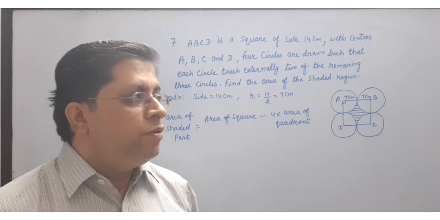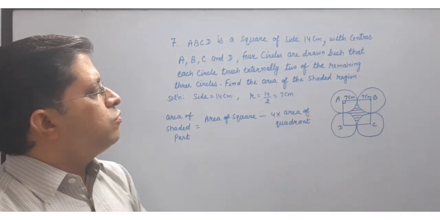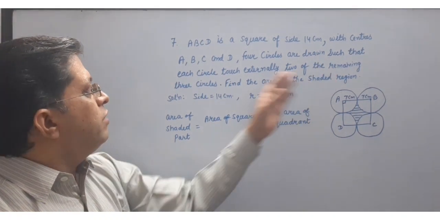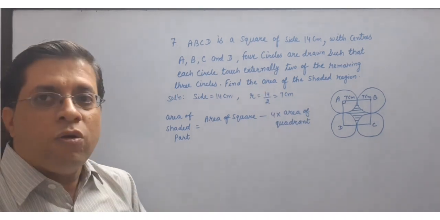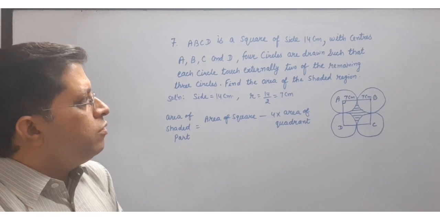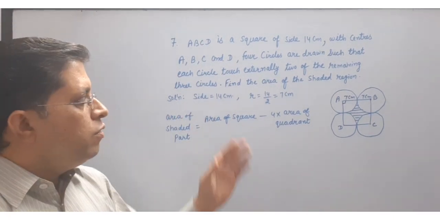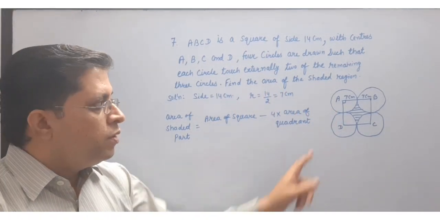The next question is: ABCD is a square of side 14 centimeter. With centers A, B, C and D, 4 circles are drawn such that each circle touches externally 2 of the remaining 3 circles. Find the area of the shaded region. This you have to find out.